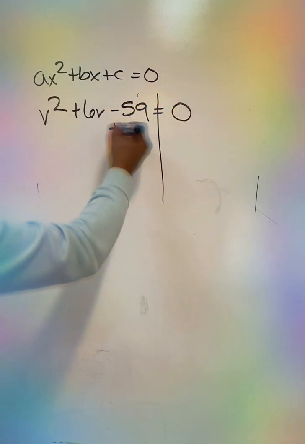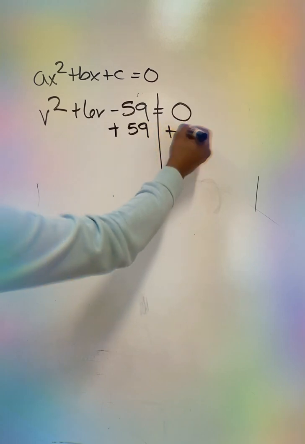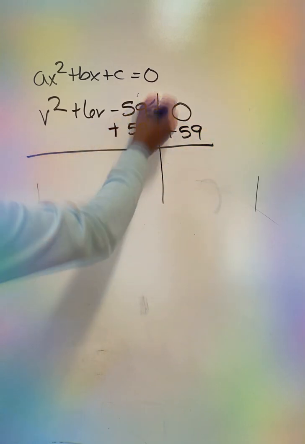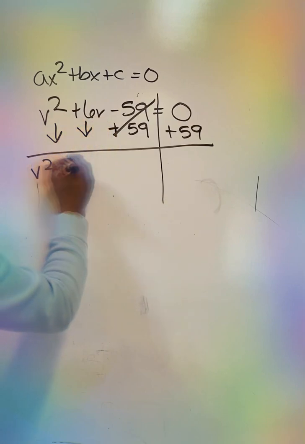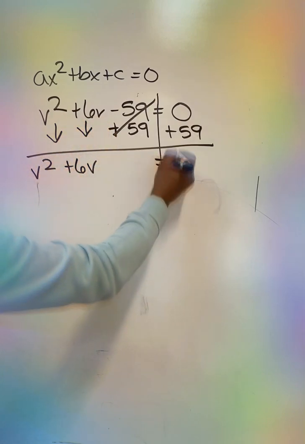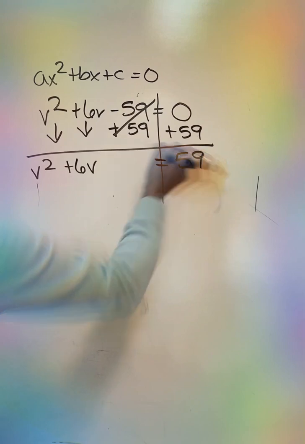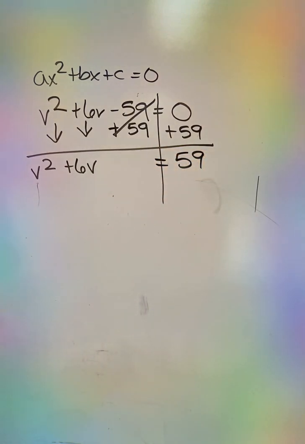The opposite of a negative 59 is a positive 59, so I'm going to add 59 to both sides. This is going to cancel out. I'm going to bring down my v squared, my positive 6v, and then I'm going to combine like terms on the right side. 0 plus 59 is going to give me 59. So now we're going to complete the square.